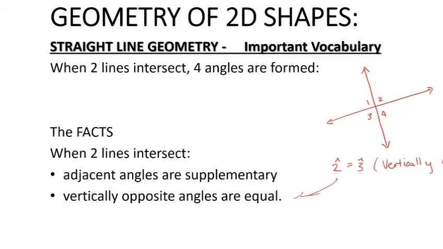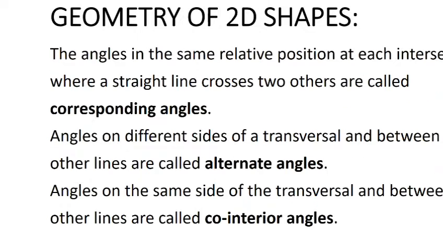This is basically what I demonstrated there. Furthermore, angles that lie in the same relative position at each intersection where a straight line crosses two lines are called corresponding angles. Say we have two lines and a straight line crossing them. This angle right here and this angle right here are corresponding.